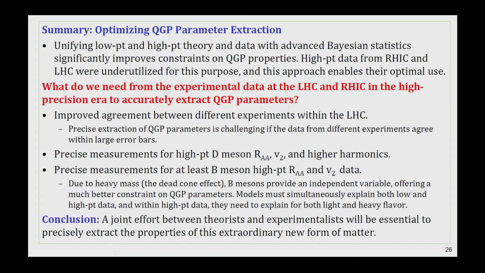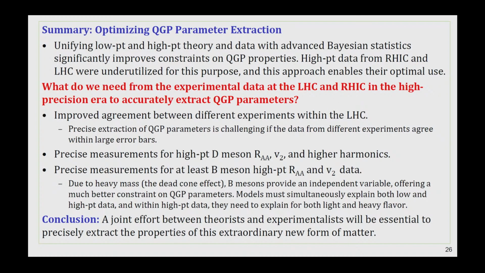The second thing, we need precise measurements for high PT D meson RAA, V2, and higher harmonics. And the third one, which is most important, we need precise measurements for at least B meson high PT RAA and V2 data. The reason for this is that due to the heavy mass of bottom quarks and the consequent so-called dead cone effect, bottom quarks will lose significantly less energy compared to light quarks and charm quarks.